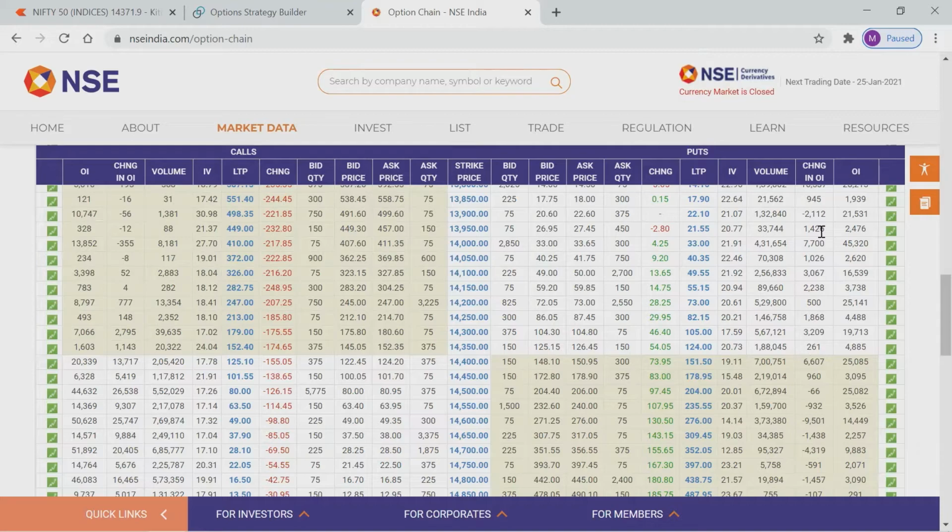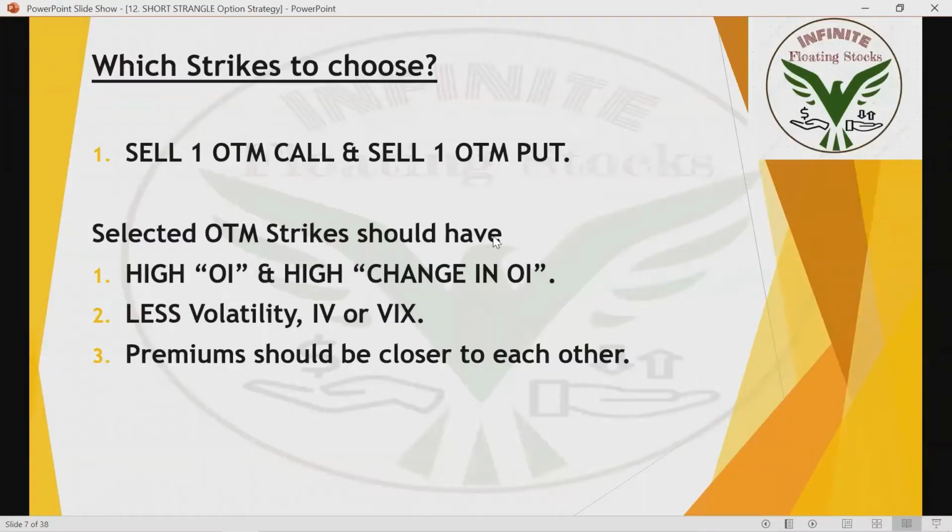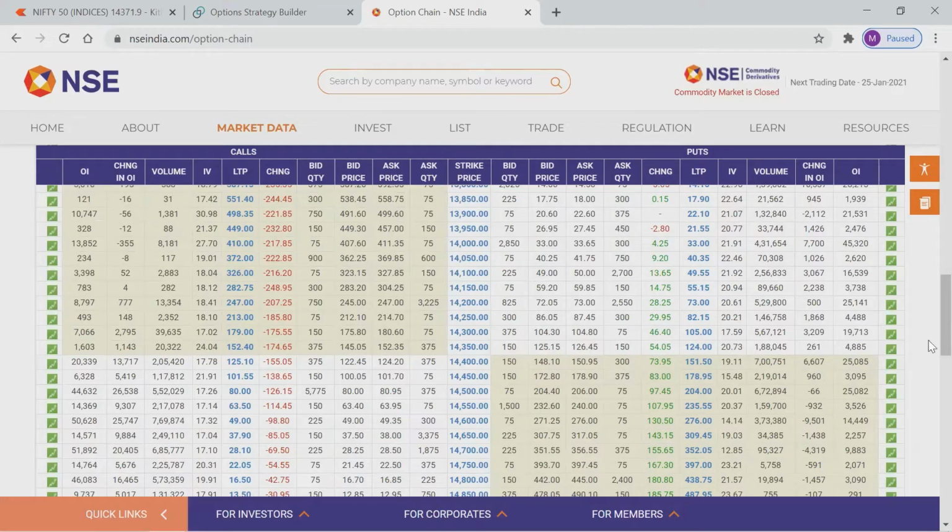Now see, what did I write there? The selected OTM strikes should have high OI and high change in OI. That means the numbers should be huge. Here OI is only 4,000. Here it is 19,000. Here it is 4,000. But here it is 25,000. So this is high, right? So you need to select this strike, which is the 14,200 put strike.